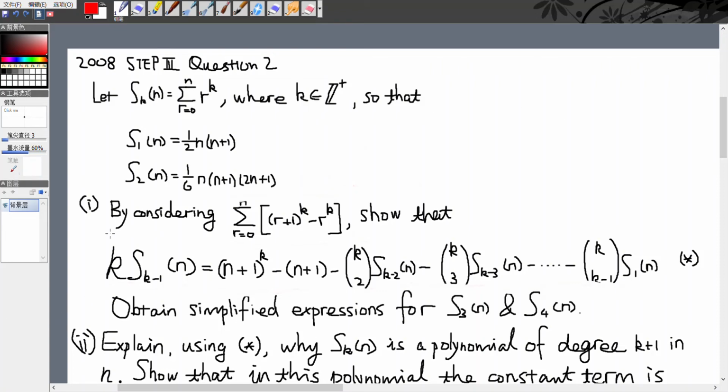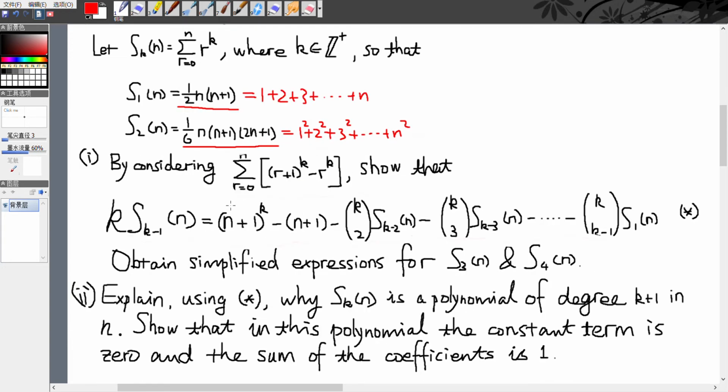Okay, in this video, I'm going to give the solution of 2008 Step 3 Question 2. Let Sk equal this summation right here, where k is a positive integer, so that S1 is equal to this expression right here, which is just 1 plus 2 plus 3 all the way to n. And S2 is equal to this expression right here, which is just 1 squared plus 2 squared plus 3 squared plus all the way to n squared.